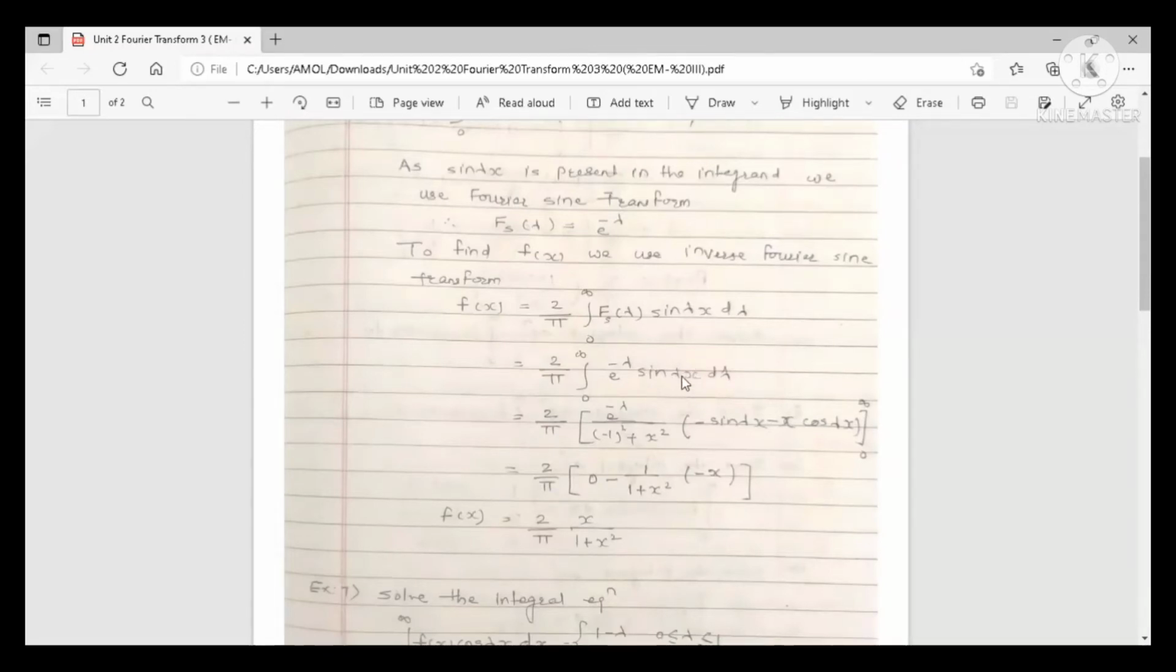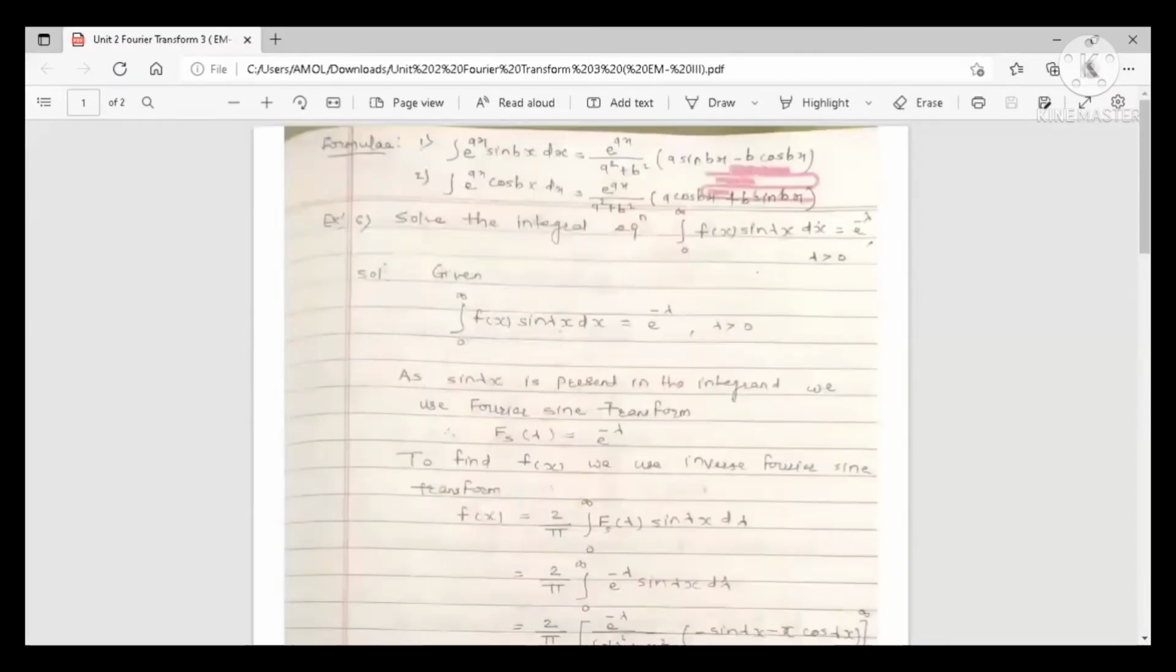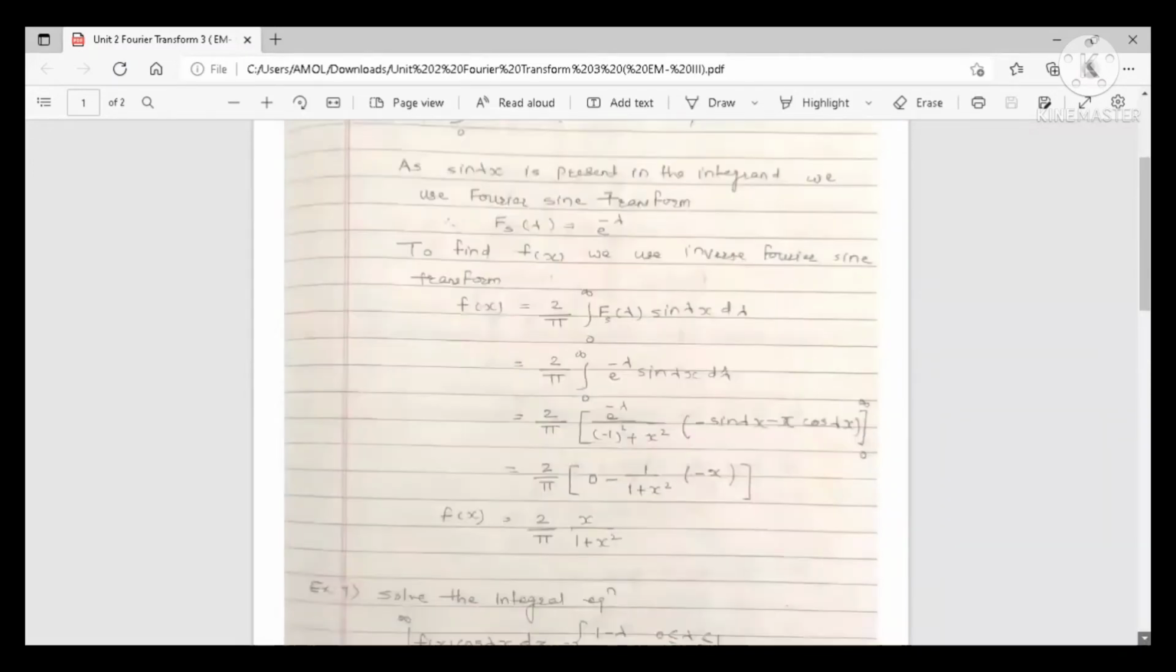So the value of f for constant coefficient is x. Use the first formula, e raised to -x into sin bx dx. Here the value of a is -1 and the value of b is x. So using this first formula, with a is -1 and b is x, 2 upon pi as it is, inside the bracket e raised to minus lambda upon a square plus b square.